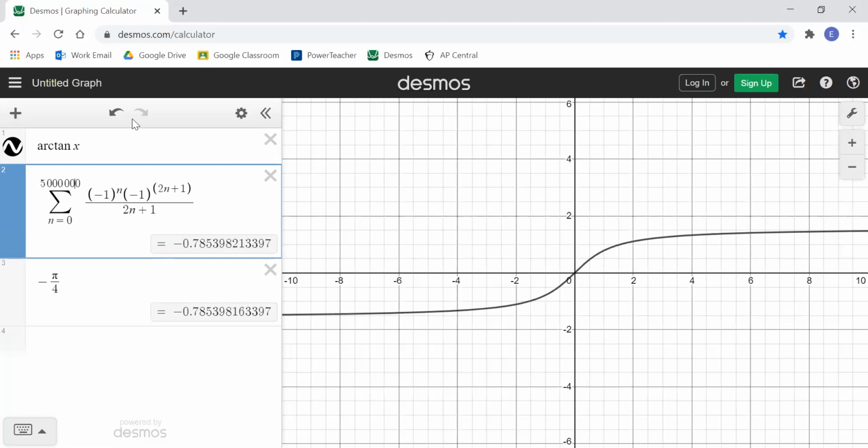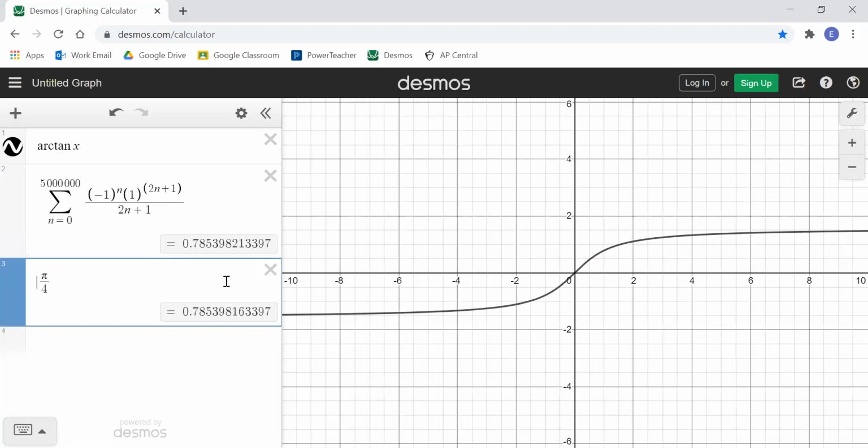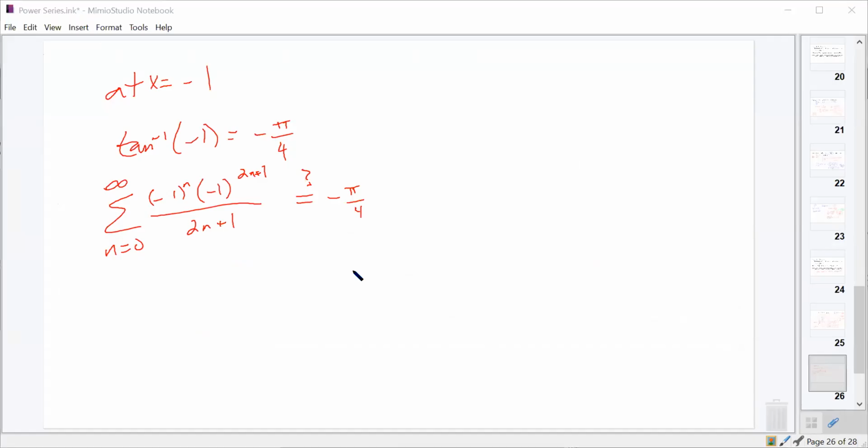Yes. So we would say that that certainly seems to be converging, and it does. And what if we changed it to a positive 1 there, and this to a positive? Well, looks like we're still pretty darn close, right? So it would appear that this is true.